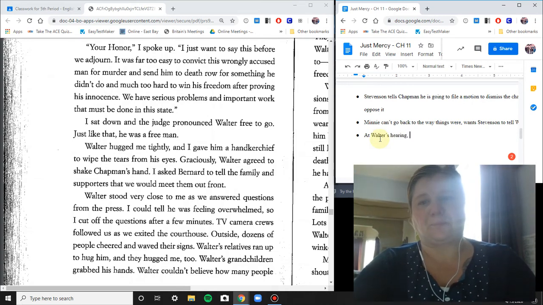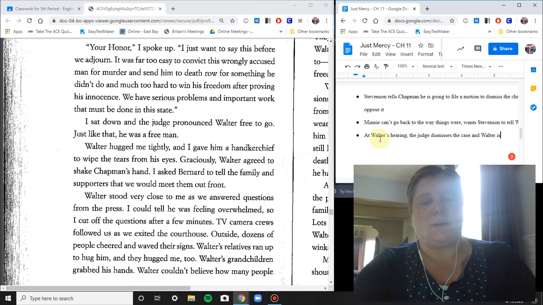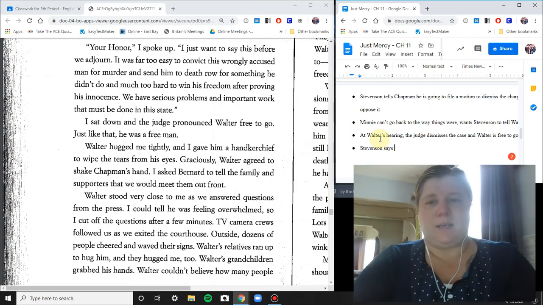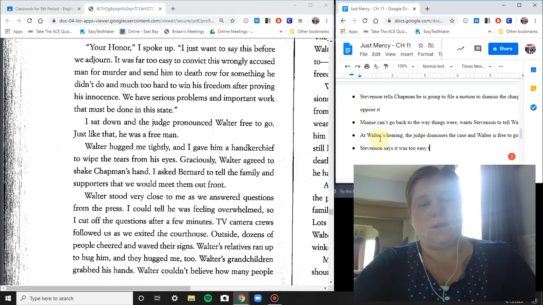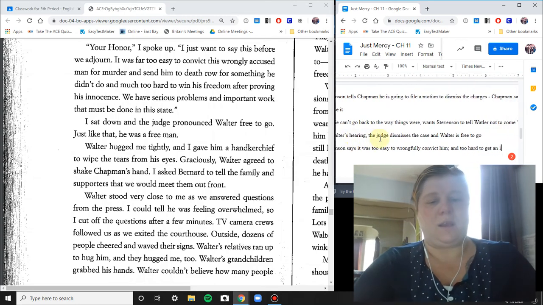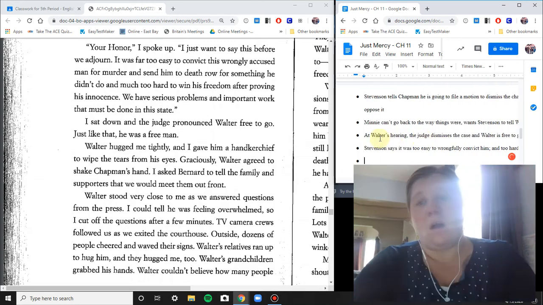At Walter's hearing, the judge dismisses the case. Stevenson dismisses the case and Walter is free to go. Stevenson says it was too easy to wrongfully convict him, and too hard to get an innocent man out of jail.